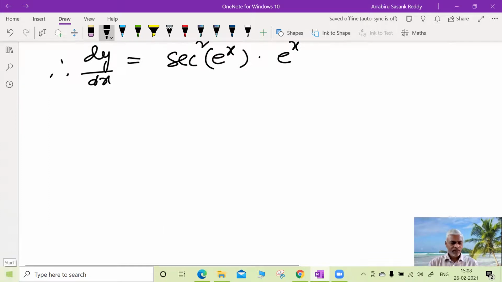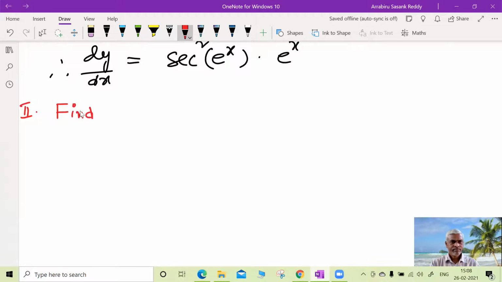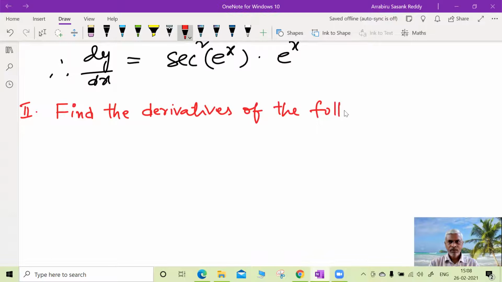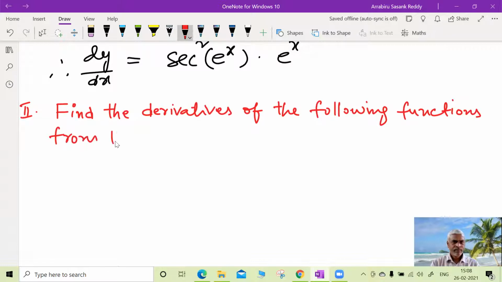Now find the derivatives of the following functions from the first principle.